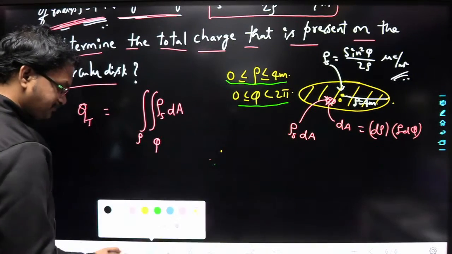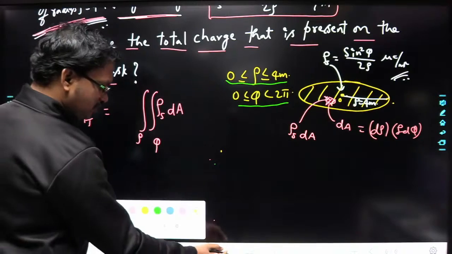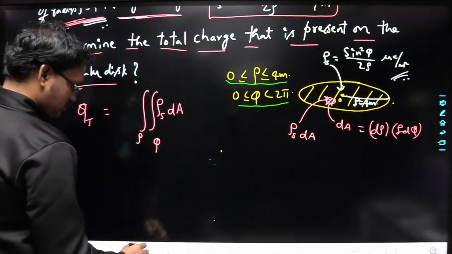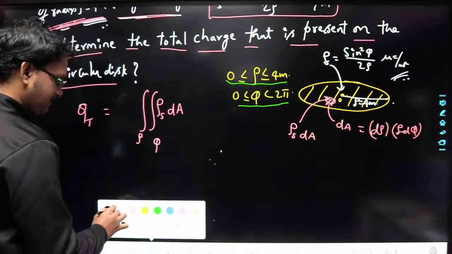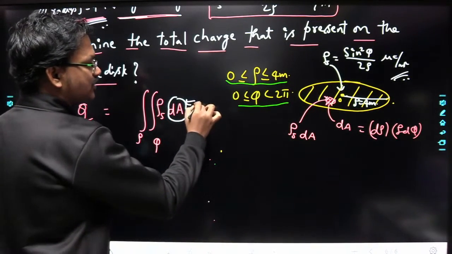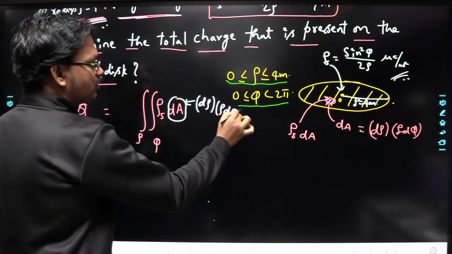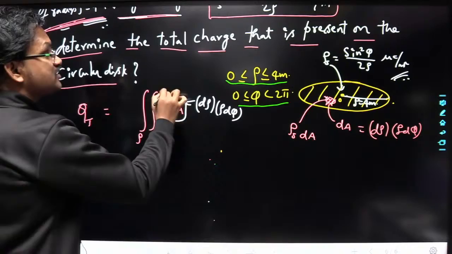Now here, wait here. Okay. So this dA is nothing but d rho into rho d phi. Yes or no? Rho s they have given as what?